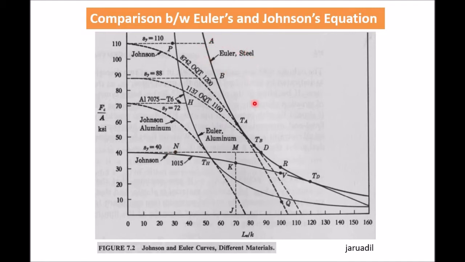So, makita nyo dito si Johnson at LE over K equal to 120, meron siyang nag-meet yung dalawang graph. Kung gagamit ka kay Euler, gagamit ka nitong greater than 120, at kung kay Johnson naman, for safe purposes, dito ka gagamit sa 120 to 30. Kaya meron tayong 30 dun. So, in transition, dito sa point TD, this is 120, you can use either Euler or Johnson.